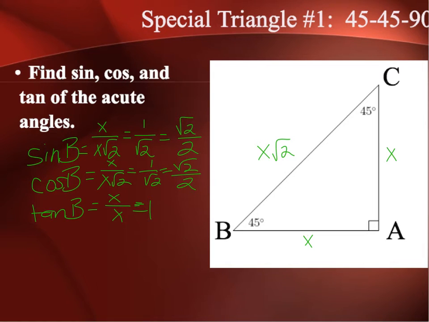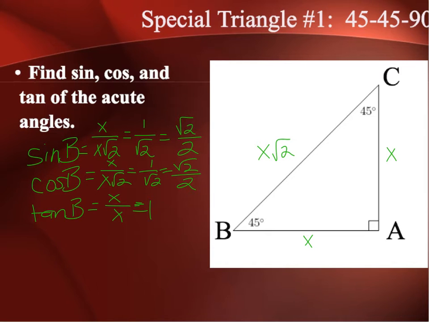Alrighty, hopefully this is what you came up with. When you set up sine, again, it's opposite over hypotenuse, so you've got opposite, which is x, divided by your hypotenuse, which is x times the square root of 2. X divided by x, well, anything divided by itself is just 1, so that's where the 1 came from. And then remember, we have to rationalize. We're not allowed to leave a square root in the denominator, so we end up with square root of 2 over 2 for sine, and then cosine is the same.